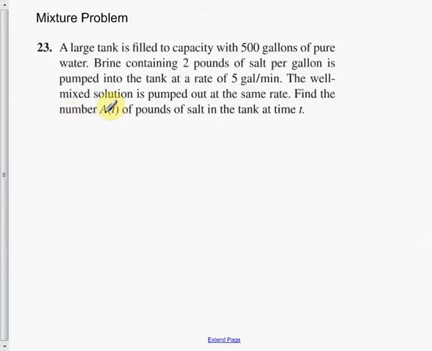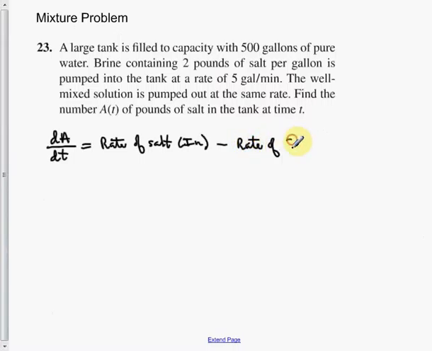So here, the salt is being pumped in at some rate. So here we have this dA/dt. I want to be able to find the amount of salt at some time t. It's going to equal the rate of salt that's being pumped in minus the rate of salt that's being pumped out. So we have this difference between the input and the output.